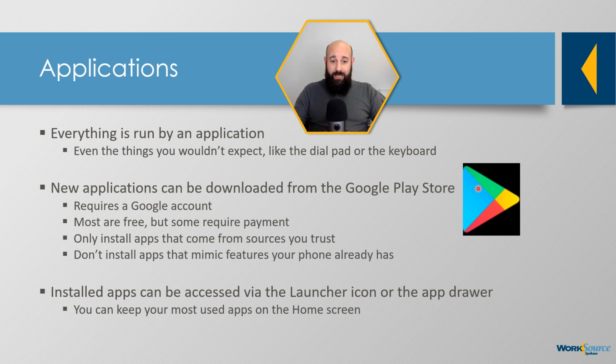Now, you can access any applications that you install through either the launcher icon like we talked about, or through the app drawer if you have that on your device. Each device is going to be built a little bit differently because there are many different device manufacturers. Some Android devices have an app drawer or an apps button. Some of them just allow you to swipe up from the bottom of the screen, and that's all going to be different and varied. For the most part, you're going to keep the applications that you use the most frequently on your home screen.